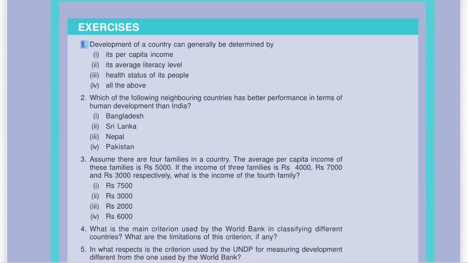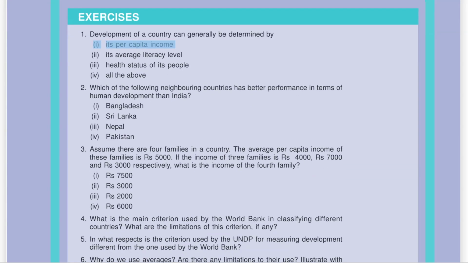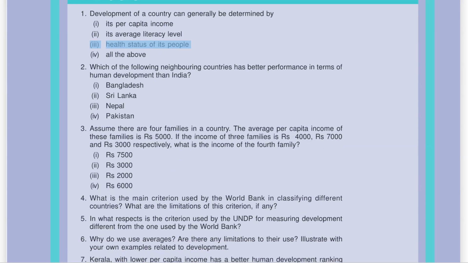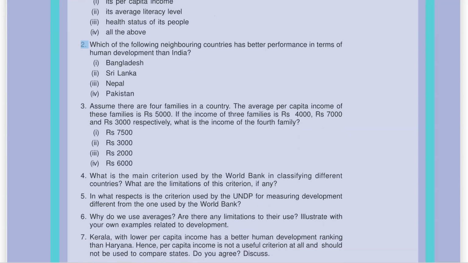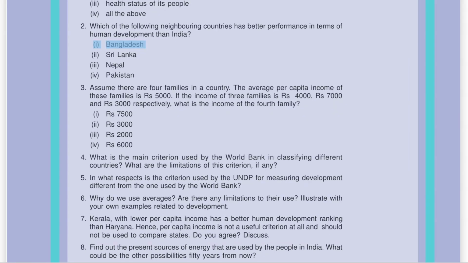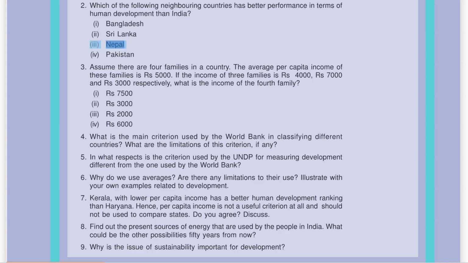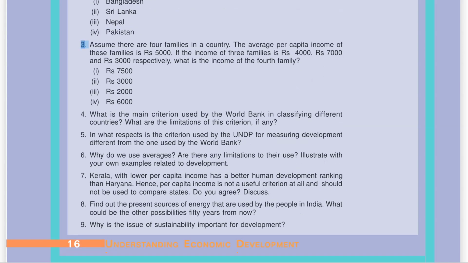Exercises. 1. Development of a country can generally be determined by: 1. Its per capita income. 2. Its average literacy level. 3. Health status of its people. 4. All of the above. 2. Which of the following neighboring countries has better performance in terms of human development than India? 1. Bangladesh. 2. Sri Lanka. 3. Nepal. 4. Pakistan.